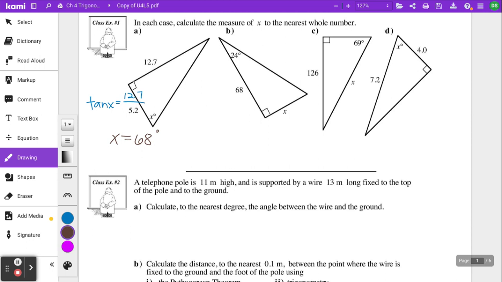Any questions? How did I know I was supposed to use tangent? Because I had the opposite and the adjacent. I had TOA, right? Okay, letter B. Somebody else teach the lesson. How do you know what to do? What are you looking for? Melissa, you tell me how to do letter B. What might you do?